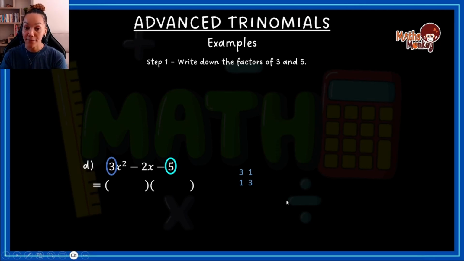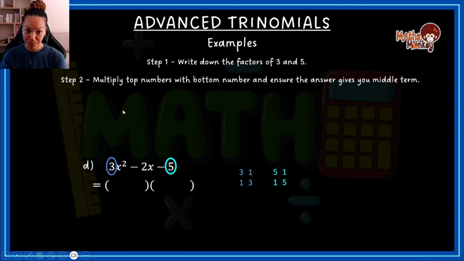Then we write down the factors of 5. So that's 5, 1 and 1 and 5, because we're duplicating them. Now the trick here is we want to cross-check and write down the answers again, because the aim is to get the middle term. So what do I mean by cross-check? What we're going to do is multiply top numbers with bottom numbers to ensure that it gives us the middle term.